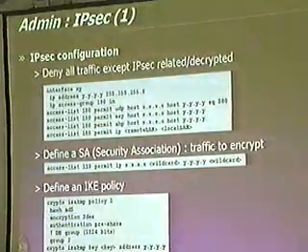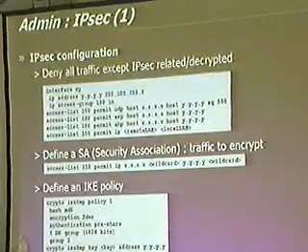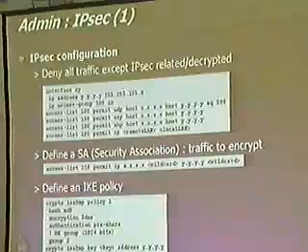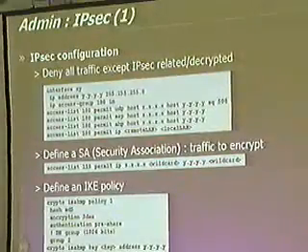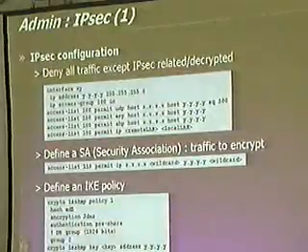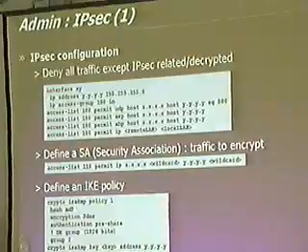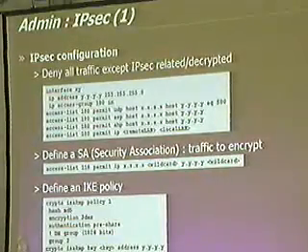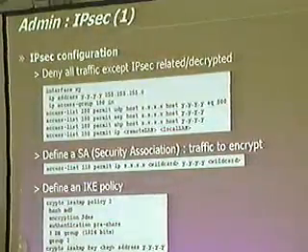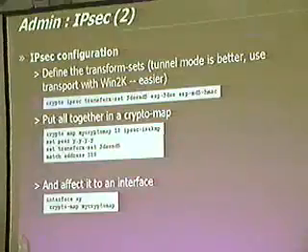IPsec configuration, not much to say about it. If you want to use IPsec instead of SSH to manage the router, you can just define the IPsec configuration. You can try to deny all traffic except IPsec, but it's not working that well and is quite complex. So basically the 5 steps is to define what you're going to accept, define the security association, define the IKE policy, go ahead, define the transform sets.